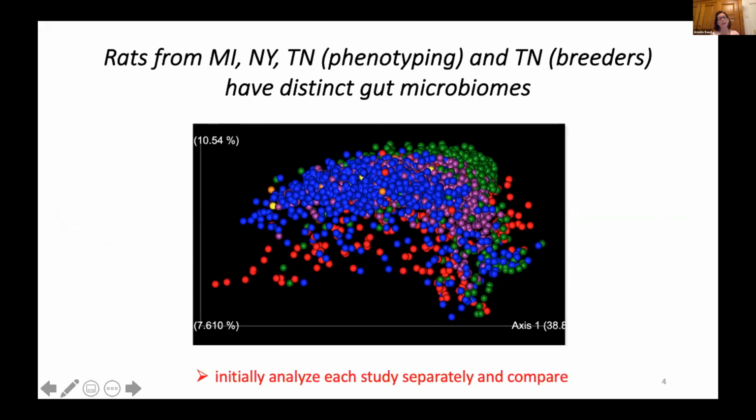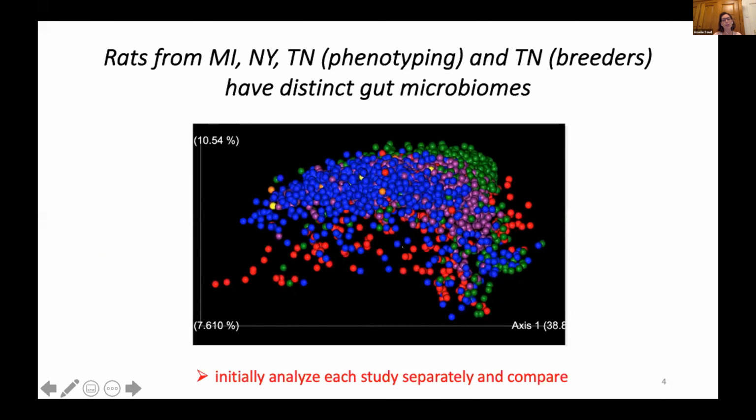So one of the first things that I looked at is whether rats have different gut microbiomes in the different phenotyping centers, and also if they have different microbiomes between the young adolescent rats that were phenotyped in Tennessee and the older adult breeders. And so I used the tool Qiita to do this. It's a really useful tool that's developed by the lab of Rob Knight.